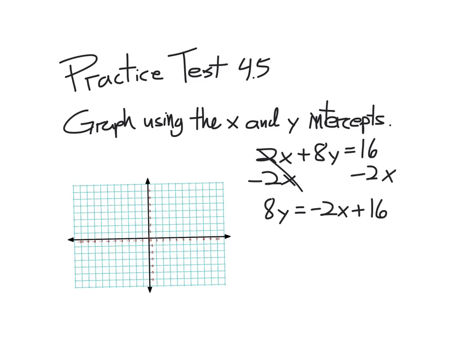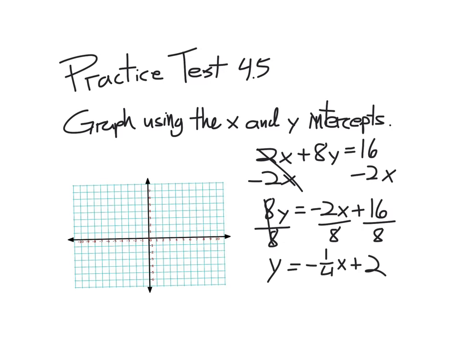Then I need to get rid of the coefficient of y, which is 8. So I'm going to divide by 8, and I need to do that to all the terms in the equation. This cancels out. I bring down my y. Here I have negative 2 divided by 8. I want to keep that as a fraction, but I'm going to simplify it. 2/8 simplifies to 1/4, and that's a negative 1/4, so I have negative 1/4 x plus 16 divided by 8 is 2.